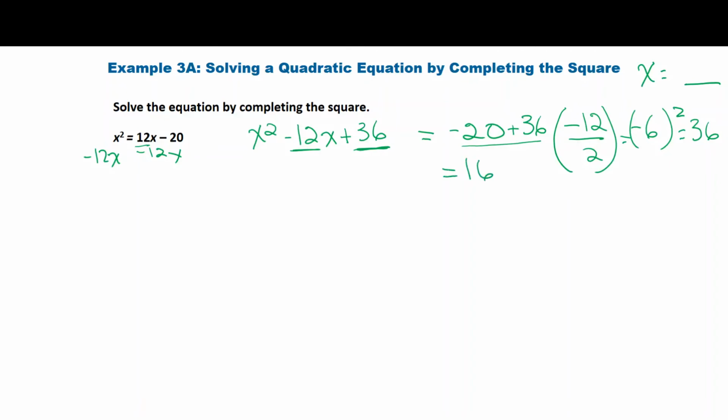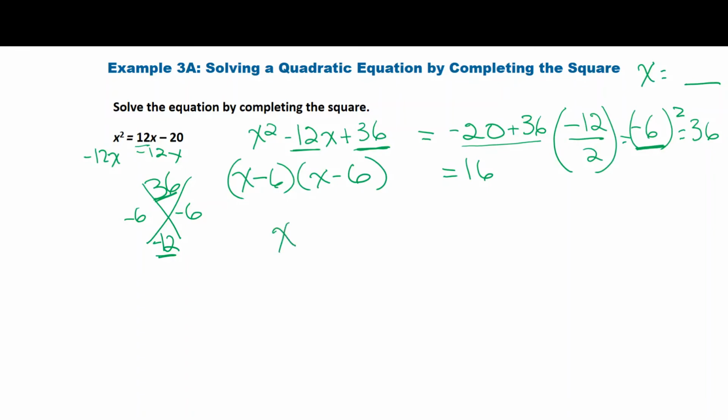Now let's factor this piece, okay? It says x squared, so I'm going to make my big X. I need two numbers that multiply together to get 36 and add together to get negative 12. Well, I happen to know, because we've done this problem already, that it's going to be negative 6 and negative 6, because negative 6 times negative 6 is a positive 36, and negative 6 plus negative 6 is negative 12. So when I factor this out, I'm going to have x minus 6 times x minus 6. I'm not going to FOIL it out for you; we're just going to trust that this is right. X minus 6 squared equals 16.